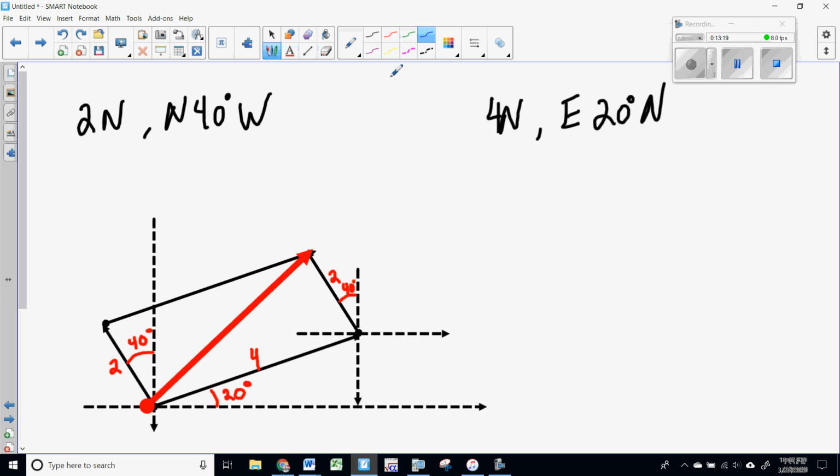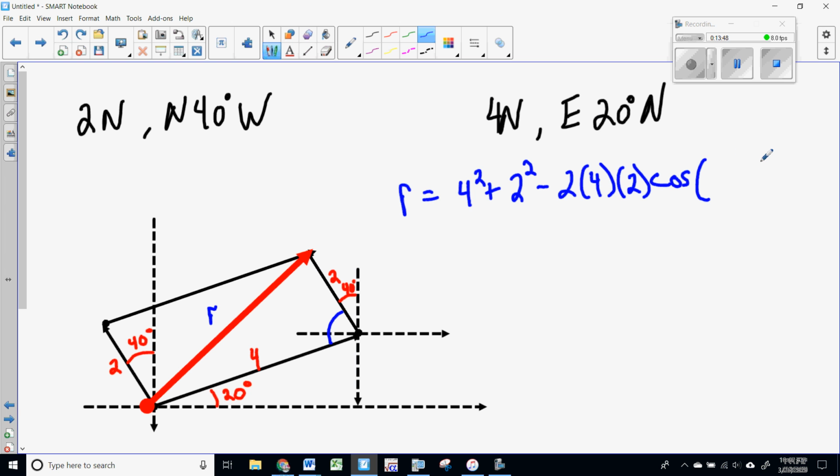To find that resultant, to find this R, what I need to know is this angle right here. Then I can do the law of cosines, which would be R is 4 squared plus 2 squared minus 2 times 4 times 2 times cosine of that angle. And then to find R, since this is R squared, I have to take the square root of the whole thing. So how do I find that angle?